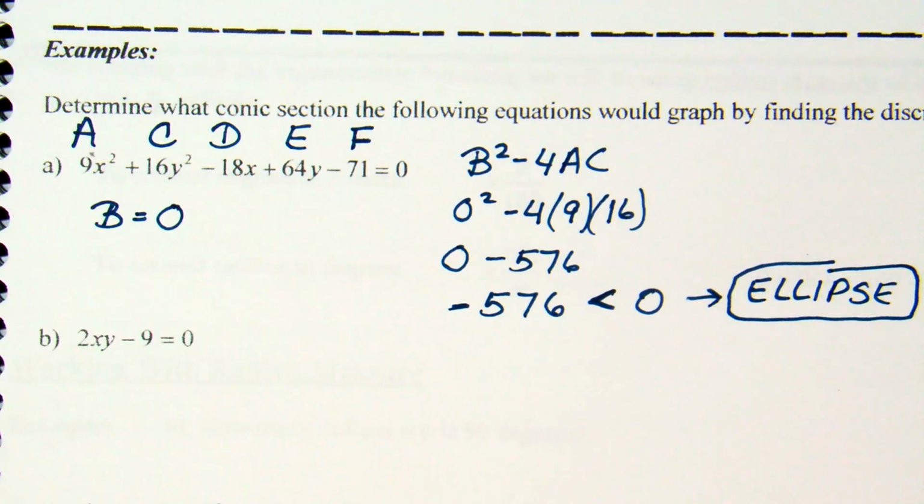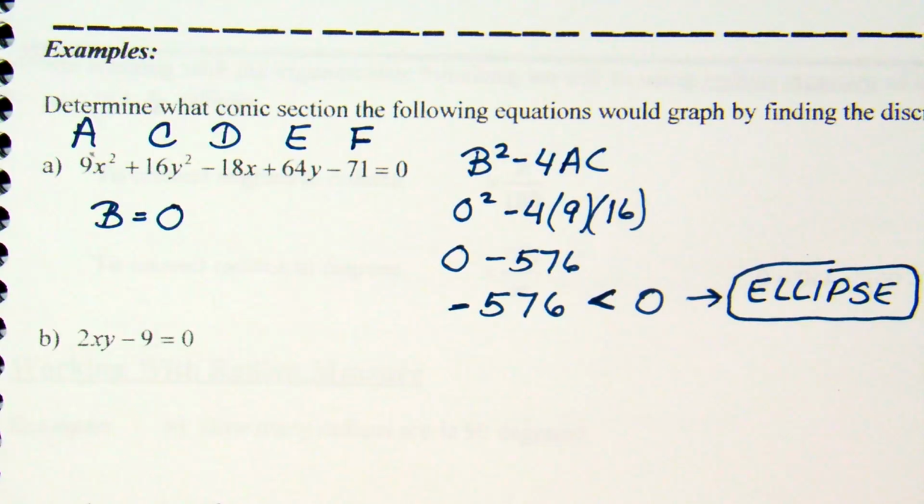Easy to do. Okay. So let's look at B. 2xy minus 9 equals 0. So do notice my equation equals 0, yes? 2xy tells me B. Minus 9 tells me F. Everybody else is missing and 0.